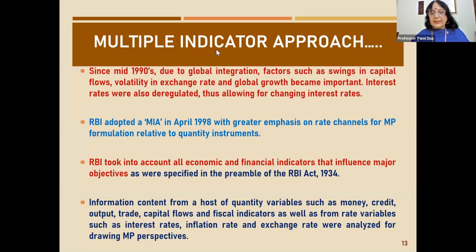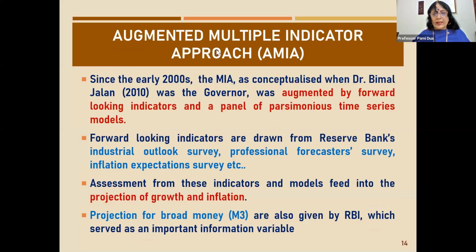So what was decided at that point was that we should look at several variables in determining monetary policy, not just the money supply growth and output. So in that sense, a host of quantity variables were selected, and everything that you can think about: money, output rate, capital flows, fiscal indicators. Then a lot of rate variables were also selected, like interest rates, inflation rate, exchange rate, and all of these were combined. And then as we moved along, it was also decided that we should be looking to the future. So we should take expectations into account.